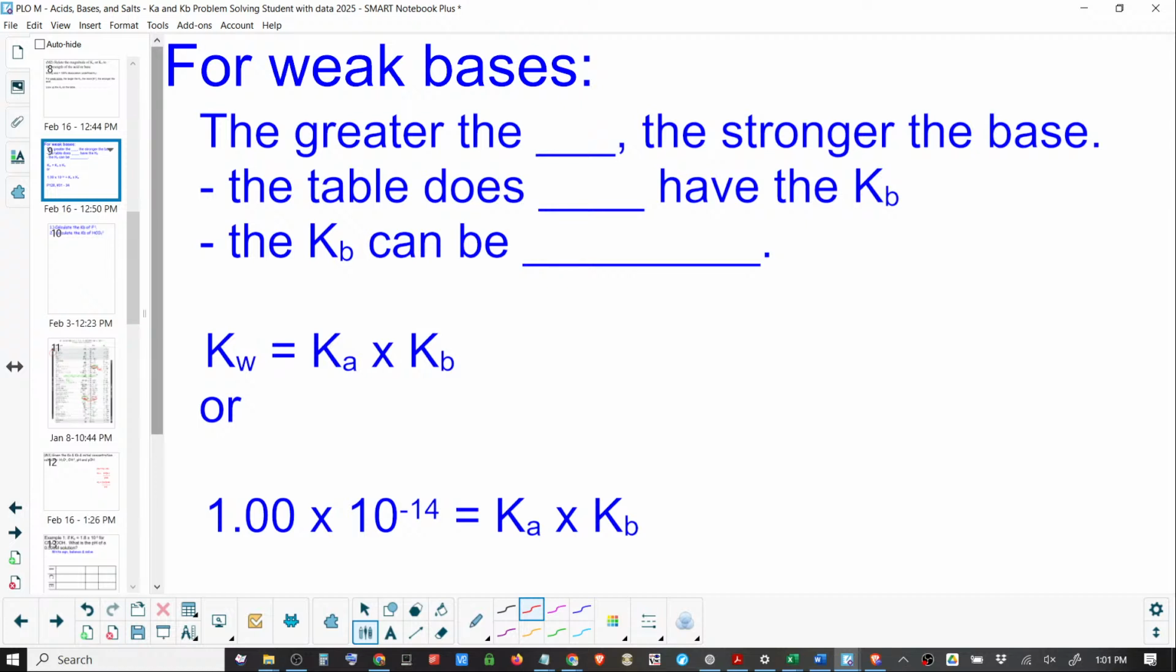For weak bases, perfect. The greater the what, the stronger the base? Greater pH. Greater pH. What were we just talking about? Which K value? KB. But that's also true, though. The bigger the pH, the stronger the base. The table does not have the KB. The KB can be calculated.